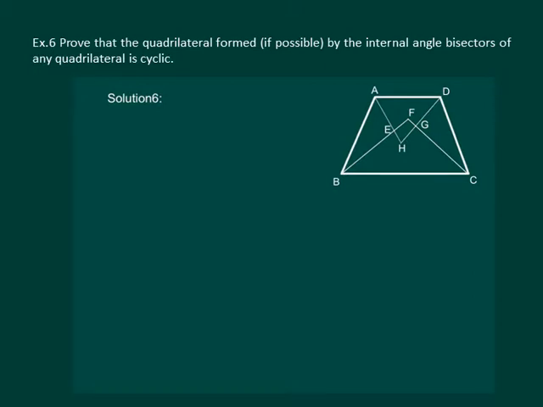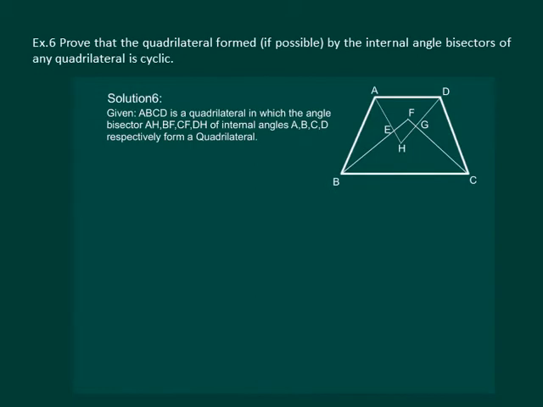Let us read the question. Prove that the quadrilateral formed by the internal angle bisectors of any quadrilateral is cyclic. That means we have to prove that quadrilateral EFGH is a cyclic quadrilateral.